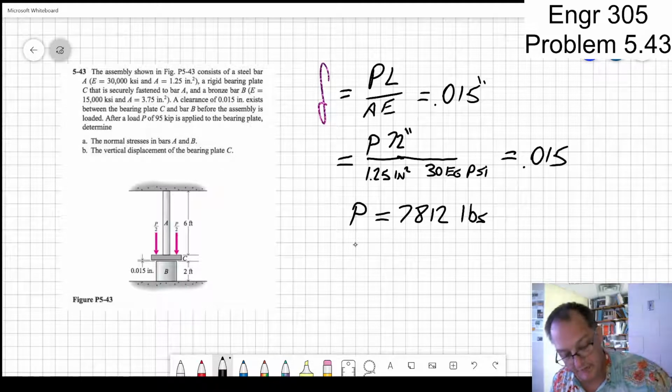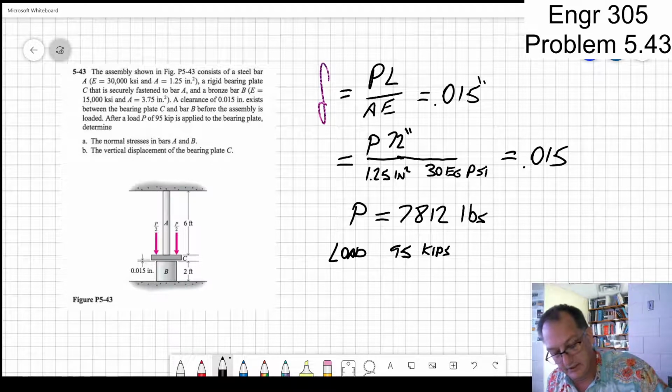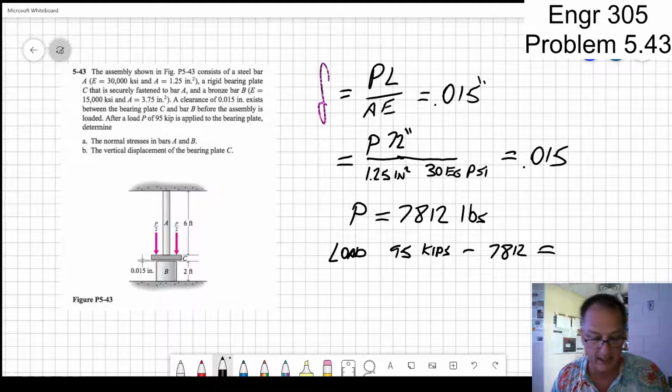Well, I know how much load is remaining. Now I've got 95 kips. So the load on the 2 is 95 kips, and so minus 7,812 equals, what is it, 87. I can come back with a number there.